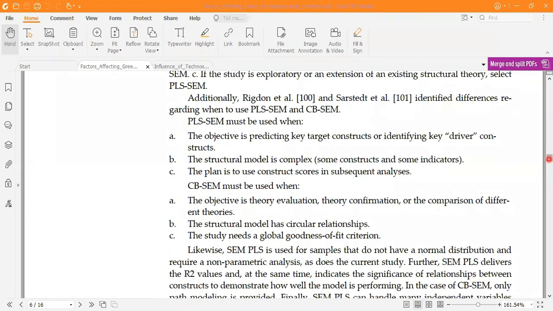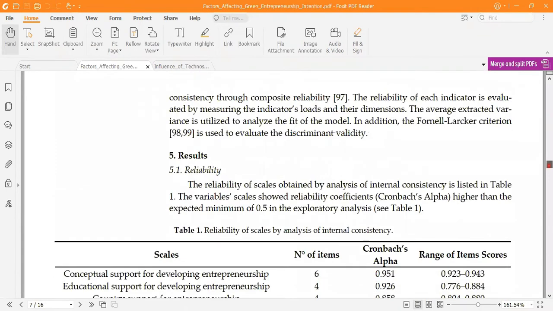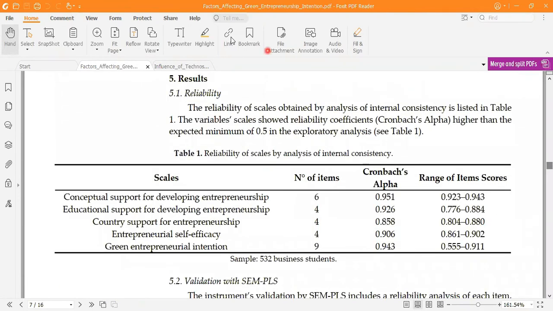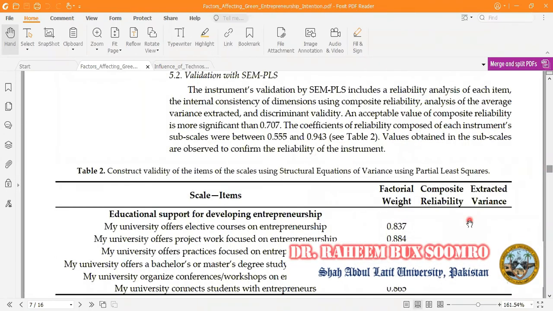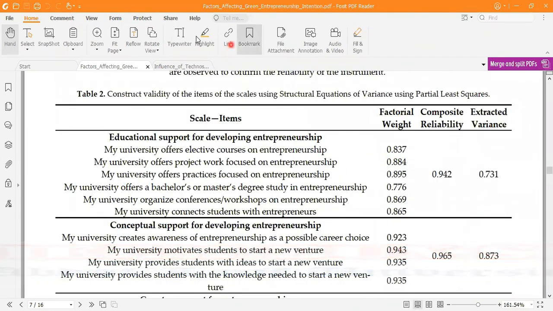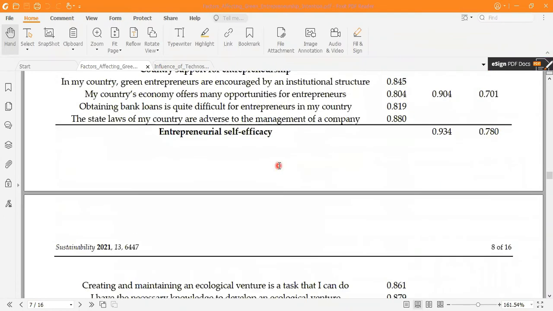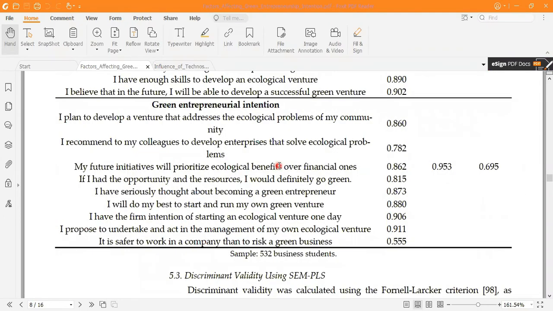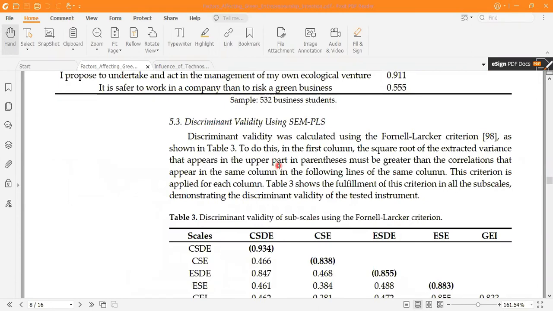Likewise, SmartPLS, and then we come to the results. Reliability: here you can see the results of the Cronbach alpha along with their range. The good thing is the range is also given here, along with the validation in SmartPLS. And then the factor loadings, composite reliability, and average variance extracted. These things I have already discussed in videos 12 and 13 on the reflective measurement model. And then this is the detail about all the questionnaire. This is the discriminant validity.